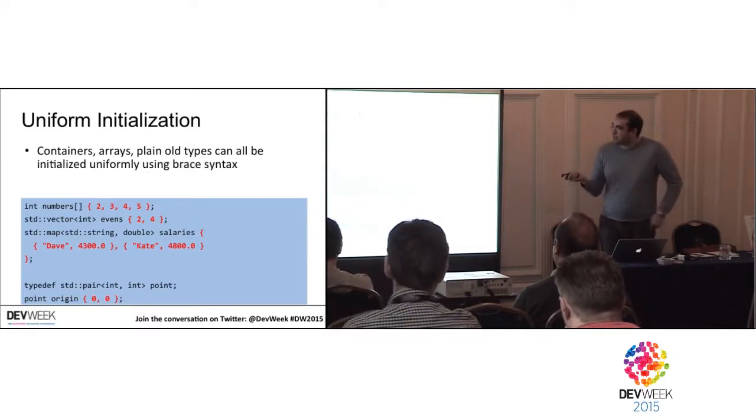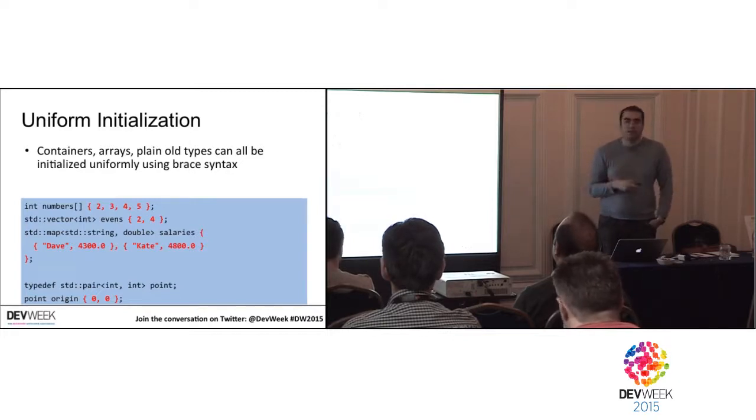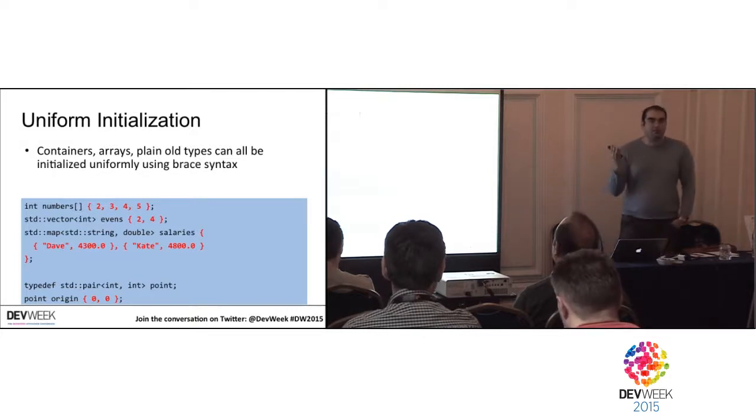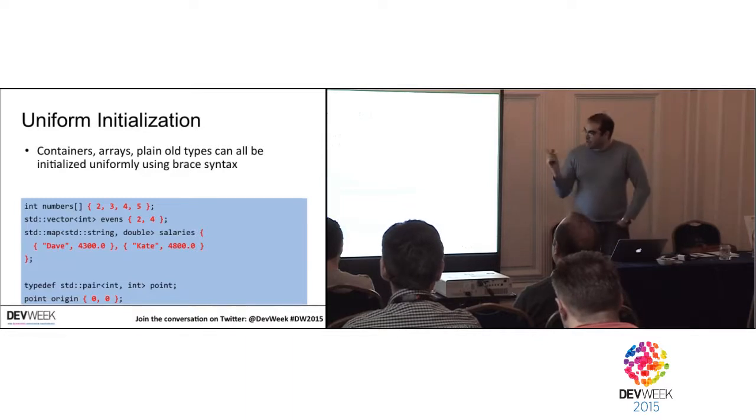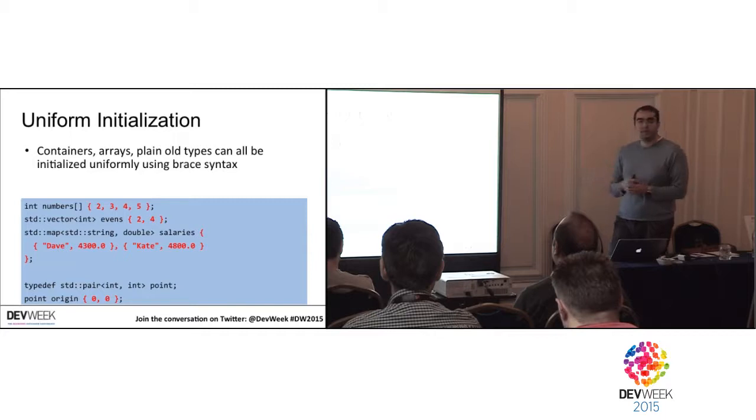So the first example here is standard C. You can take an array in C and initialize it inline using brace syntax. But why not a vector? Why not a map? Why not a set? So in C++11 you can initialize maps and vectors and sets using this brace syntax.